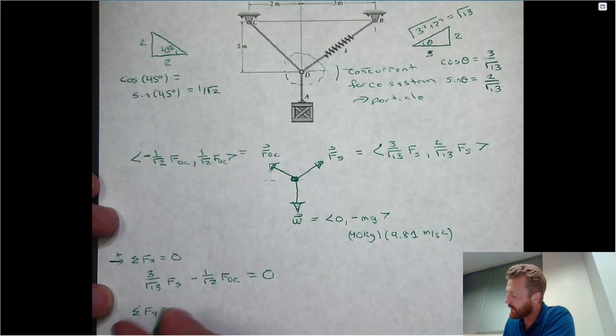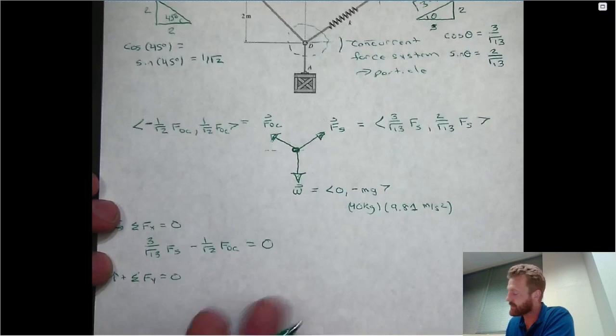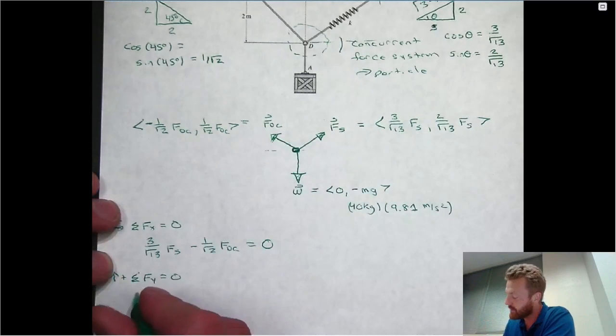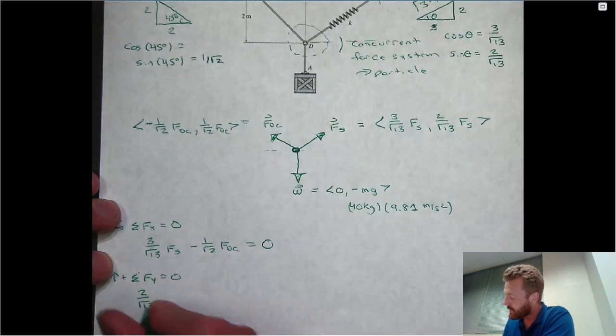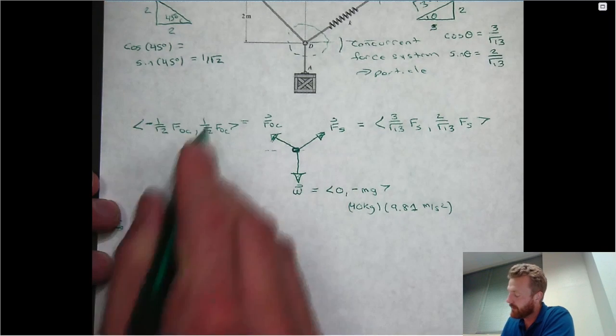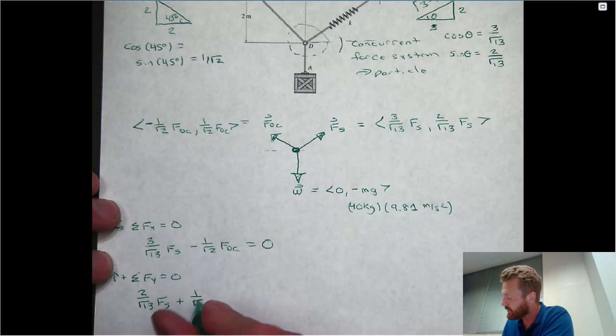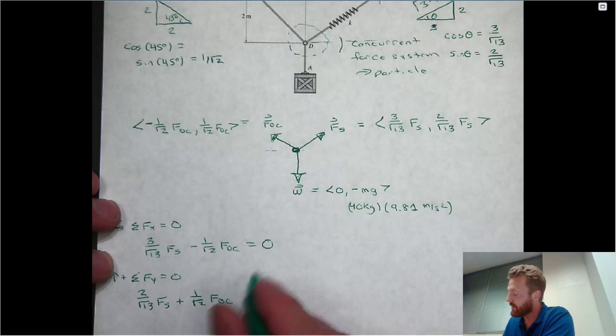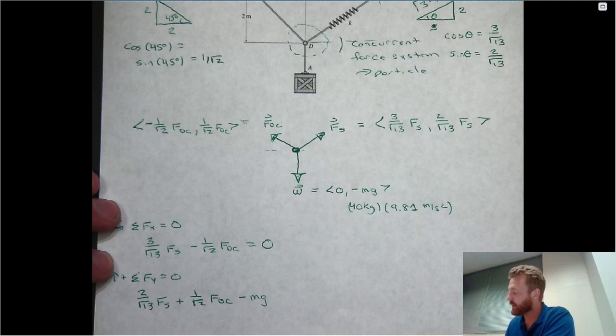If we sum all forces in the vertical direction using a standard up-positive sign convention, the y component of the spring force is 2 over root 13 Fs. The y component of FDC is 1 over the square root of 2 FDC. And in the downward direction, we're going to have whatever this weight is, which we need to compute, 40 times 9.81, and that's all going to be equal to 0.